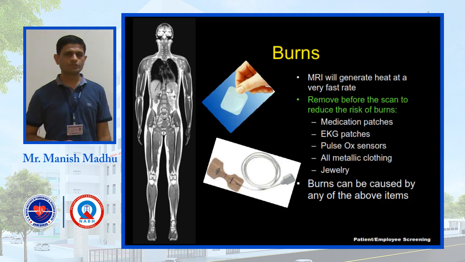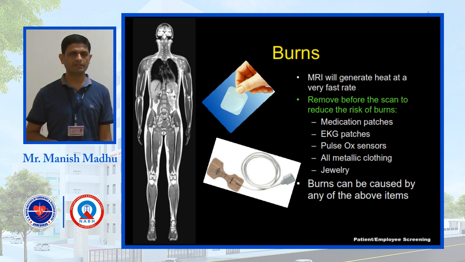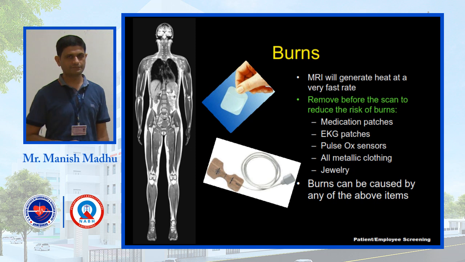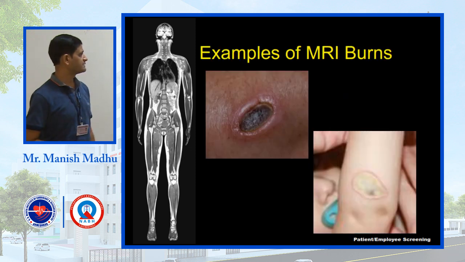Burns. Most probably MRI causes burning. MRI will generate heat at a very fast rate. Removing items before the scan reduces the risk of burns: medication patches, ECG patches, pulse oximeter sensors, all metallic clothing, jewelry, etc. Burns can be caused by any of the above items. Examples of MRI burns.